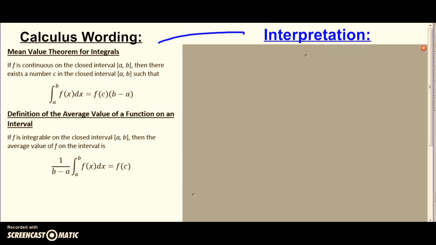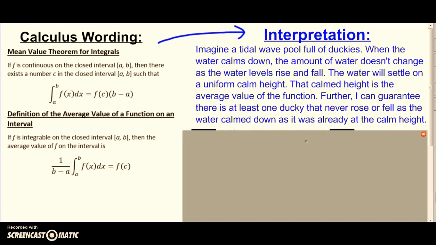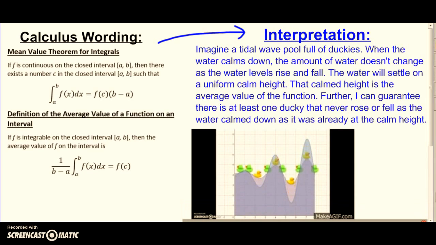So I'm going to try and spin this into a more visual idea. And for me, I think of a tidal wave pool. And I have duckies on a tidal wave pool. And as this tidal wave pool sloshes back and forth, it's going to slowly calm down. And when it calms down, it's going to calm down to a uniform calm height. So as a picture here, I have this tidal wave, which has some small waves on the left and some big waves on the right.